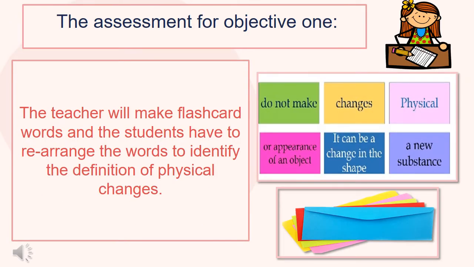During the lesson, the teacher will give the assessment for the first objective. The teacher will make flashcard words, and the students have to rearrange the words to identify the definition of physical change. The students will work in groups to arrange the words in the envelope to form the physical change definition. This is an application of constructivism theory through collaborative learning, and that will help the teacher create a learning environment that encourages positive social interaction, active engagement in learning, and self-motivation.